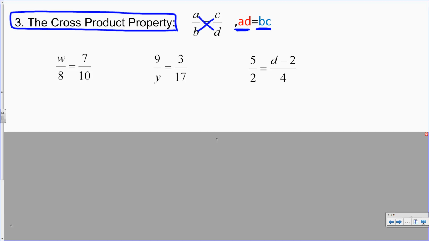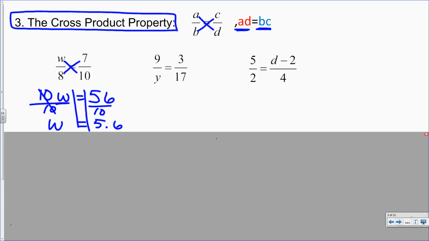So in my first example, I would take W times 10, and that's 10W. And then I would take 8 times 7, which is 56. Now I have an equation that looks a lot like what we did last chapter and the chapter before. And you can just draw your teeter-totter. Pinky test, here's my variable. I need to divide by 10 to get that alone. 10's cancel out, and W is equal to 5.6. That's the cross products method. Go ahead and try these next two and turn on the computer when you're done.